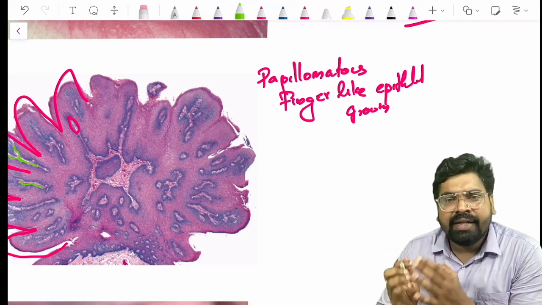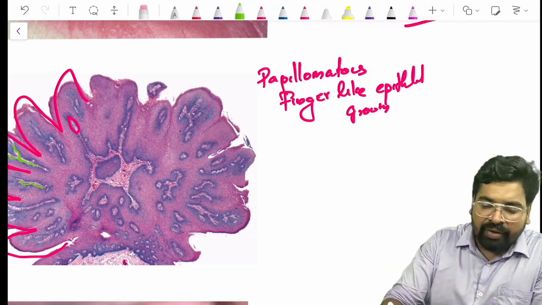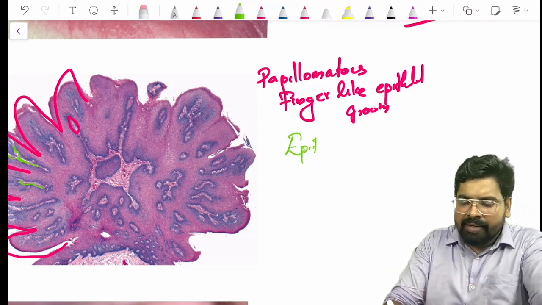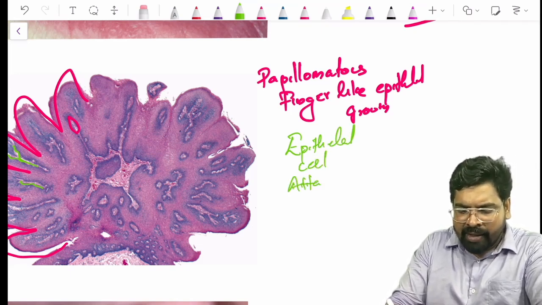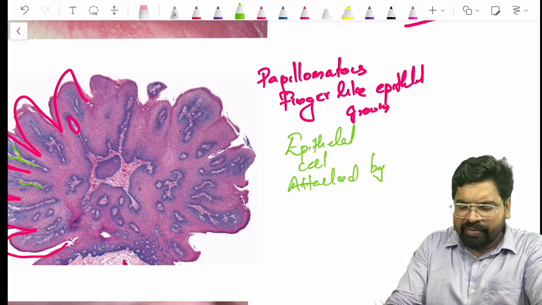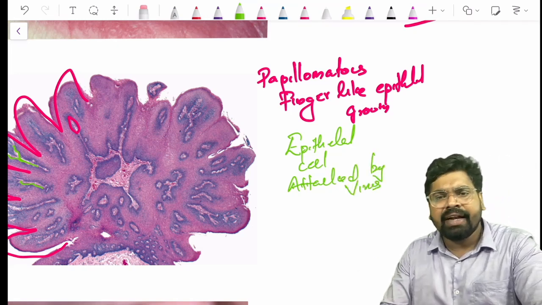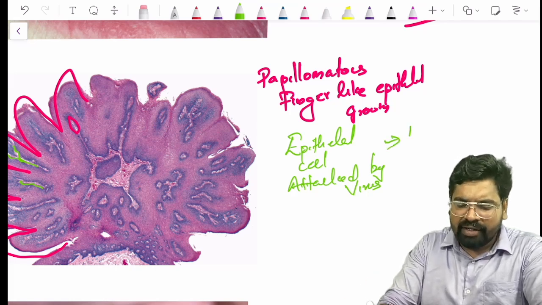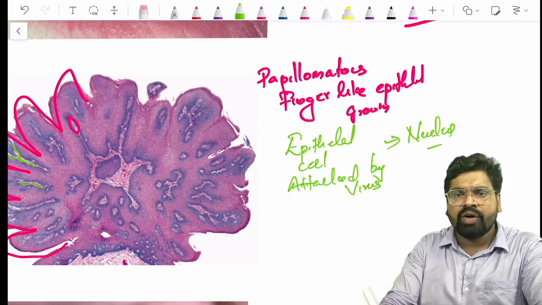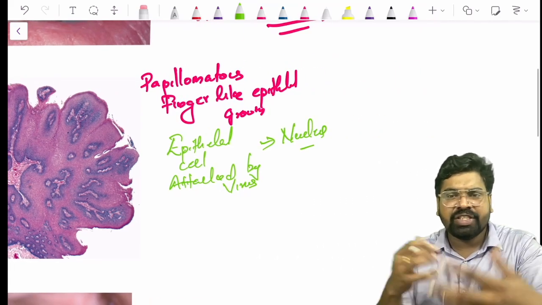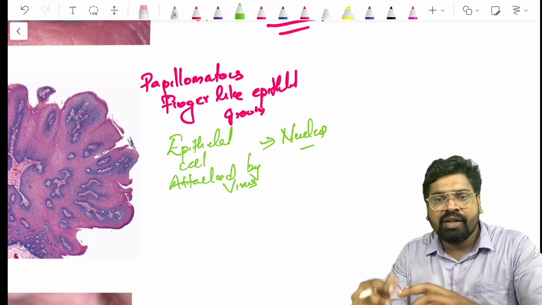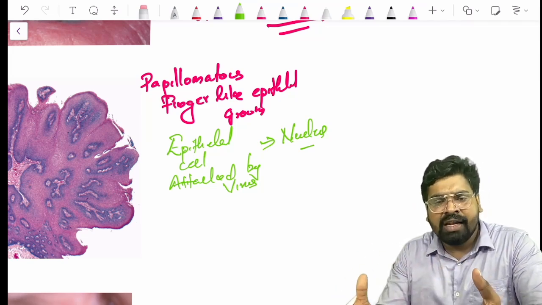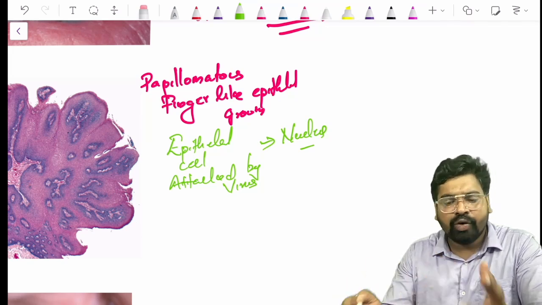So when an epithelial cell is attacked by any virus, what happens is that they will attack the nucleus. They are going to attack the nucleus because they want the nuclear machinery to replicate, and they will convert this epithelial cell to a damaged cell, and that damaged cell has a particular appearance.